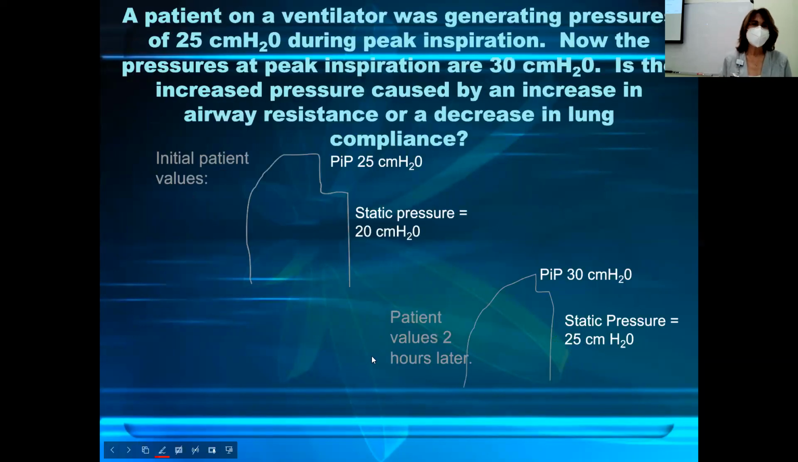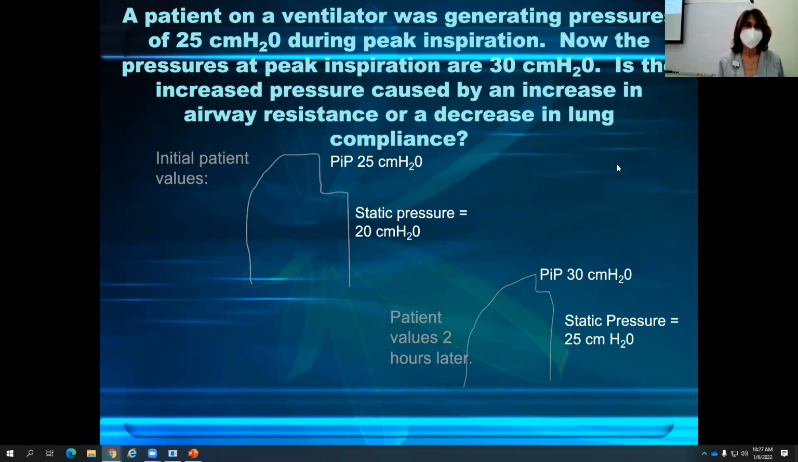All right, a patient on a ventilator was generating pressures of 25 centimeters of water during inspiration. Now the pressures at peak inspiration are 30 centimeters of water. Is the increased pressure caused by an increase in airway resistance, or is it caused by a decrease in lung compliance? How are you supposed to know what's causing the peak pressure to be higher?